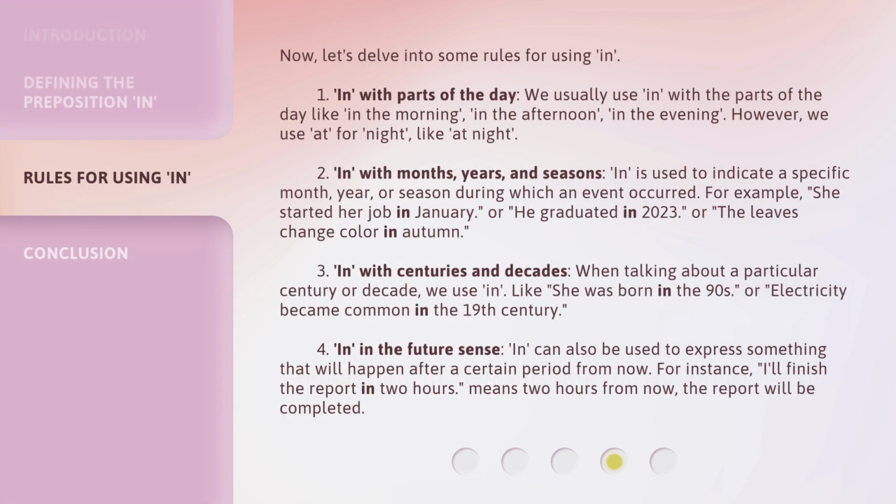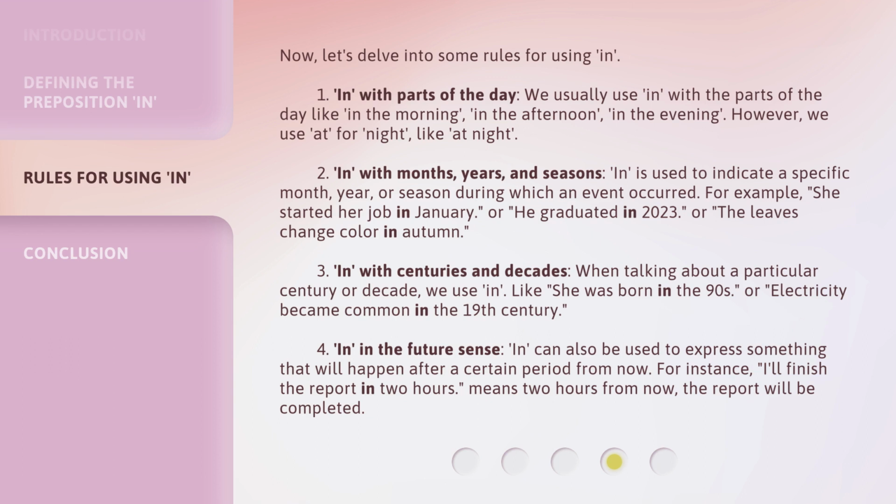Now, let's delve into some rules for using in. 1. In, with parts of the day. We usually use in with the parts of the day like, in the morning, in the afternoon, in the evening. However, we use at for night, like, at night. 2. In, with months, years, and seasons. In is used to indicate a specific month, year, or season during which an event occurred.